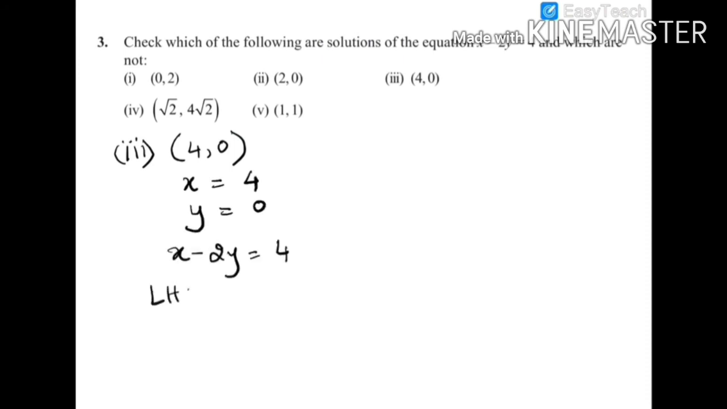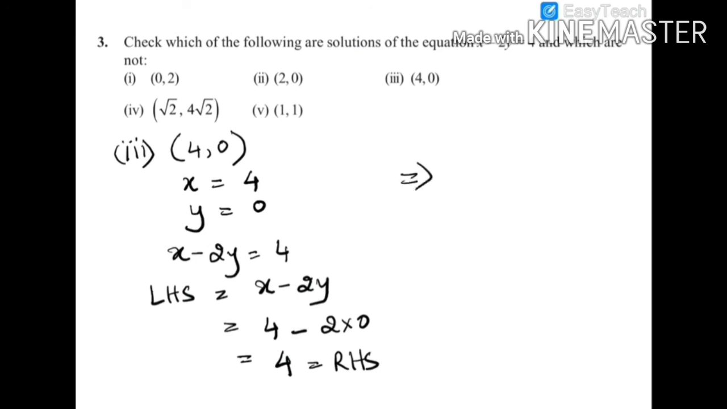Let's check the third ordered pair, that is 4 comma 0. So here x is 4 and y is 0. So substitute values of x and y in the left hand side of the equation. We get 4 minus 2 into 0, that is equal to 4, which is same as the right hand side of the equation. So this implies that 4 comma 0 is a solution of the given equation.